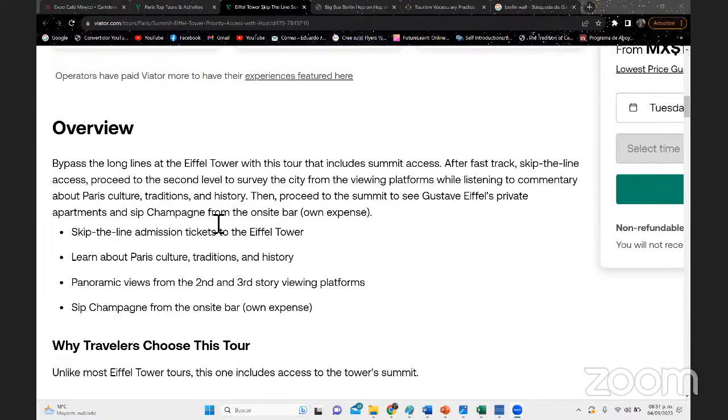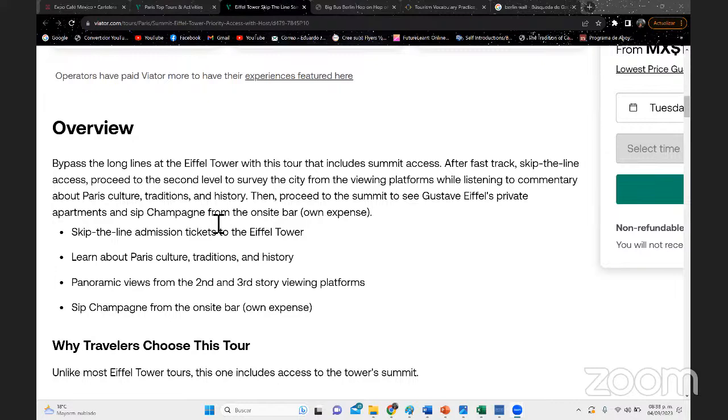Yes, please. Okay. Overview. Bypass the long lines at the Eiffel Tower with this tour that includes summit access. After fast track, skip the line access. Proceed to the second level to survey the city from the viewing platforms while listening to commentary about Paris culture, traditions, and history. Then proceed to the summit to see Gustav Eiffel's private apartments and sip champagne from the on-site bar on expense.